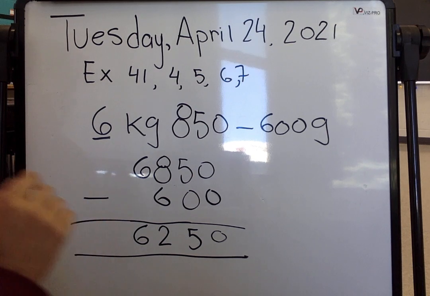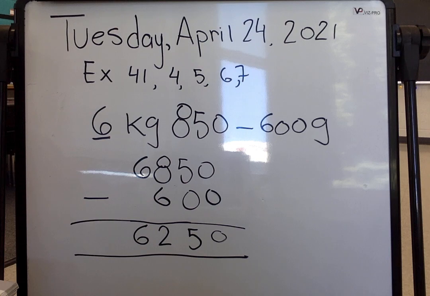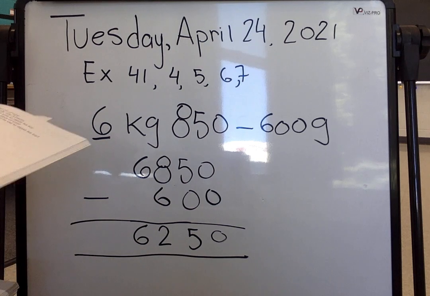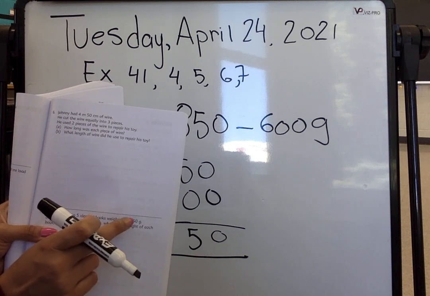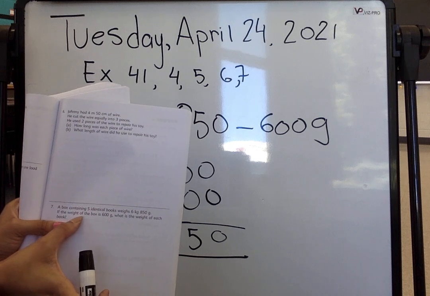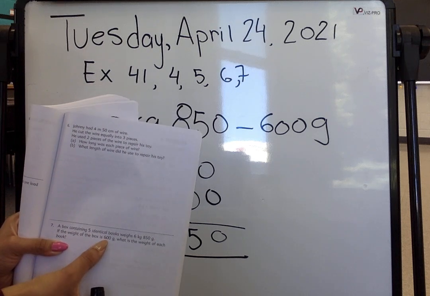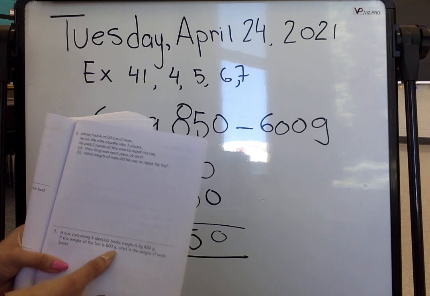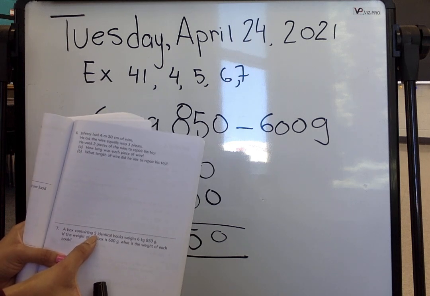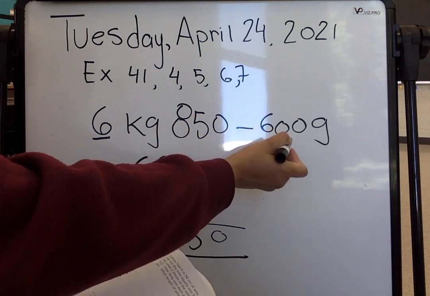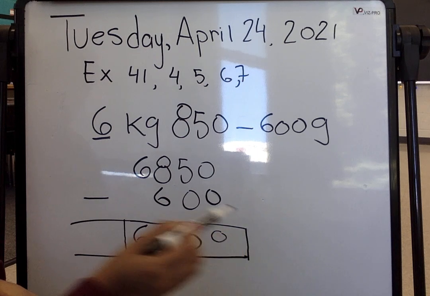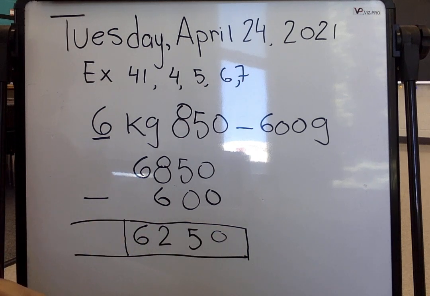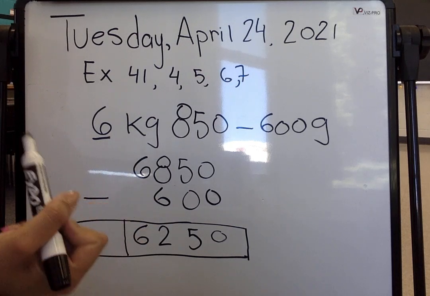Once I have this number, now I need to divide it, because they need to know, a box containing 5 identical books weighs 6,850. If the weight of the box is 600 grams, what is the weight of each book? How many books are there? 5 books. So we've already subtracted the weight of the box. This is the weight of the books. We know 5 books, but they don't want to know the weight of the 5 books. They need to know the weight of each book.